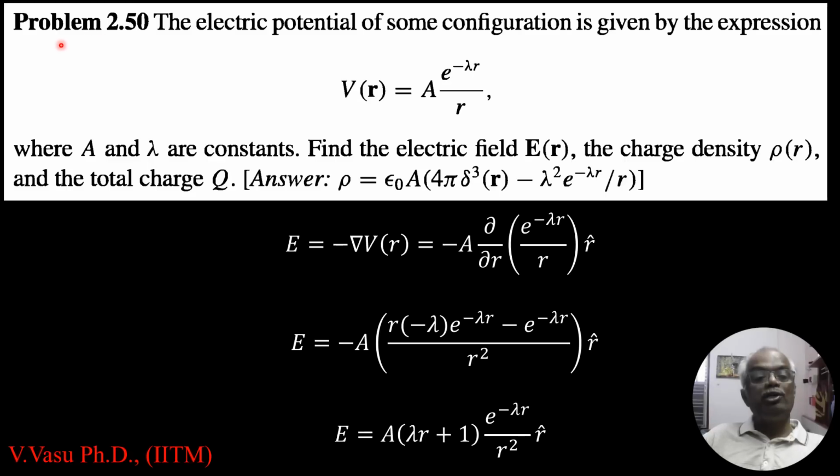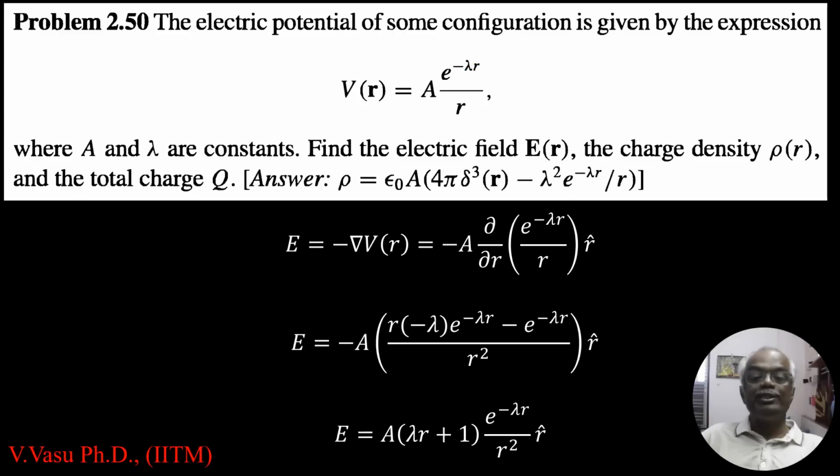Today we will solve problem 2.50 of Griffiths 4th edition, Introduction to Electrodynamics. Problem 2.50: the electric potential of some configuration is given by the expression V(r) = A e^(-λr)/r.